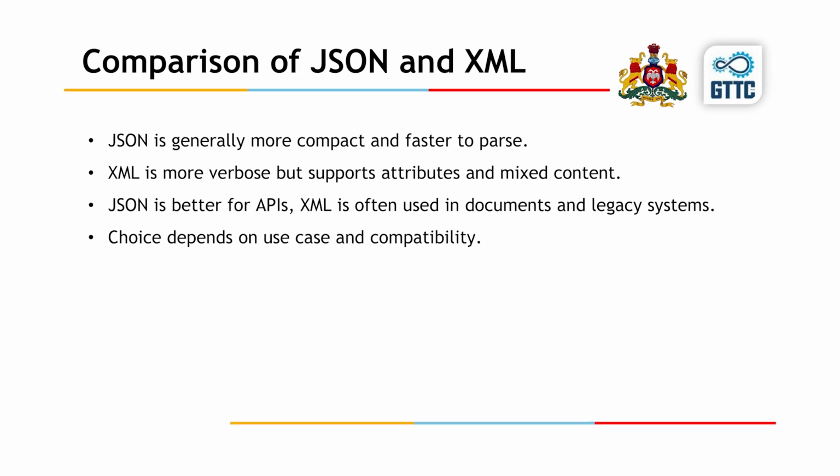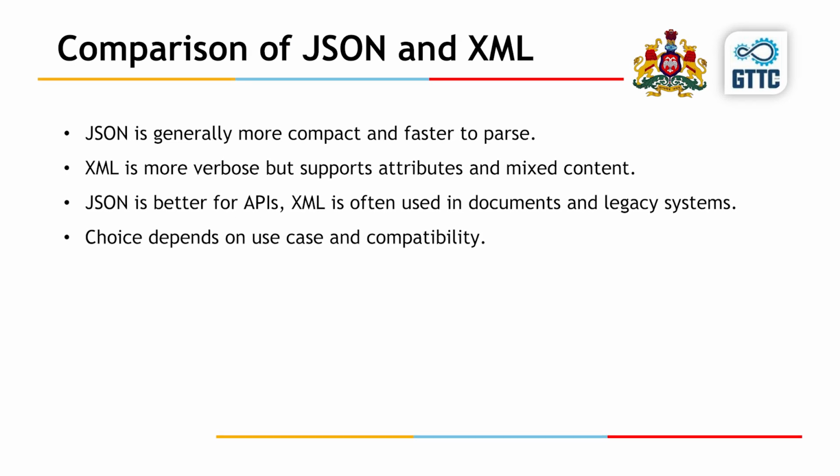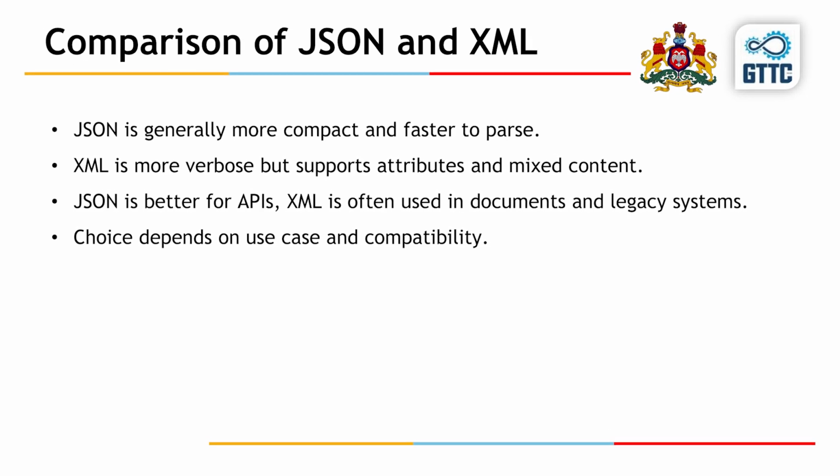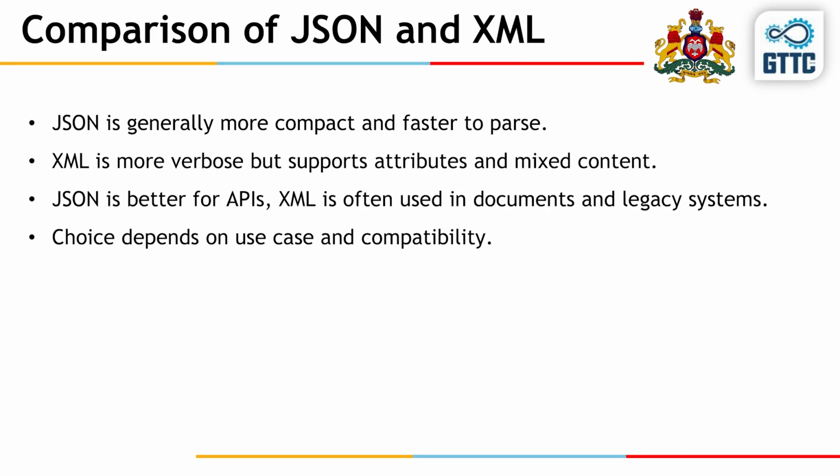Further, sir, you have told me both JSON and XML. Which one is best? JSON is generally more compact and faster compared to XML parsing. XML is very verbose, but it supports attributes with mixed contents. JSON is always better when you are going with an API.